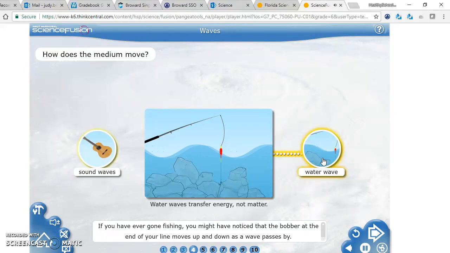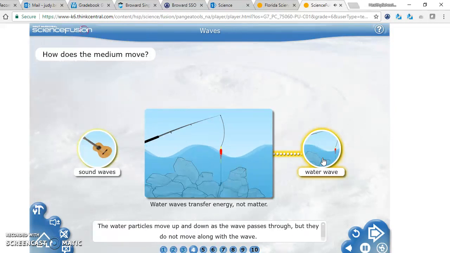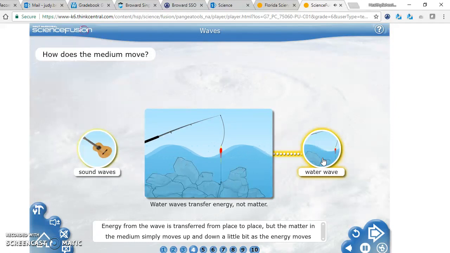If you have ever gone fishing, you might have noticed that the bobber at the end of your line moves up and down as a wave passes by. The bobber moves with the particles around it. The water particles move up and down as the wave passes through, but they do not move along with the wave. Instead, they transfer the energy to other water particles along the direction the wave is traveling.